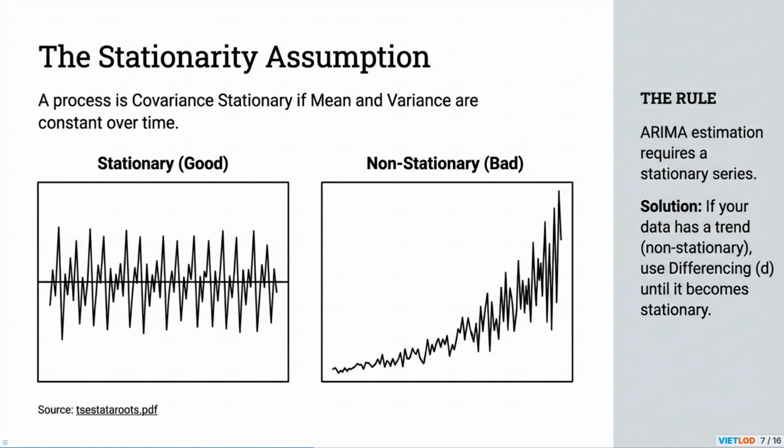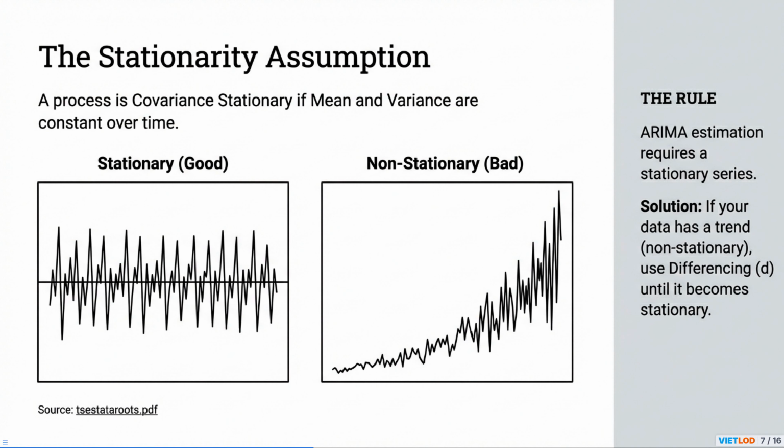The I for integrated is crucial because ARIMA models rely on a key assumption about the data, stationarity. Let's explore what that means. A time series is covariance stationary if its statistical properties, specifically its mean and variance, do not change over time. Visually, a stationary series will fluctuate around a constant mean and have a constant band of variance. A non-stationary series, on the other hand, often exhibits a clear trend, changing mean, or its volatility changes over time, changing variance. ARIMA estimation requires the data to be stationary.